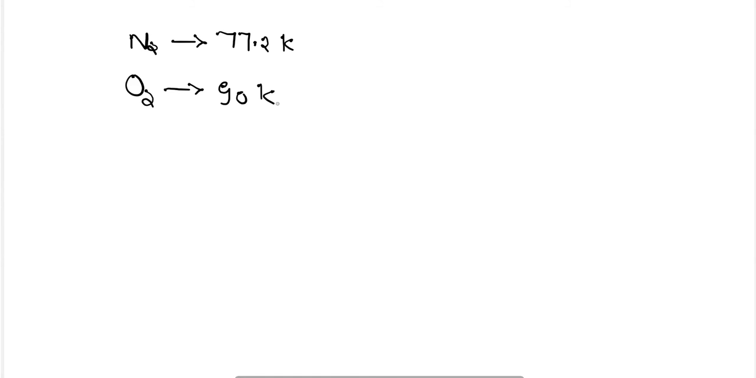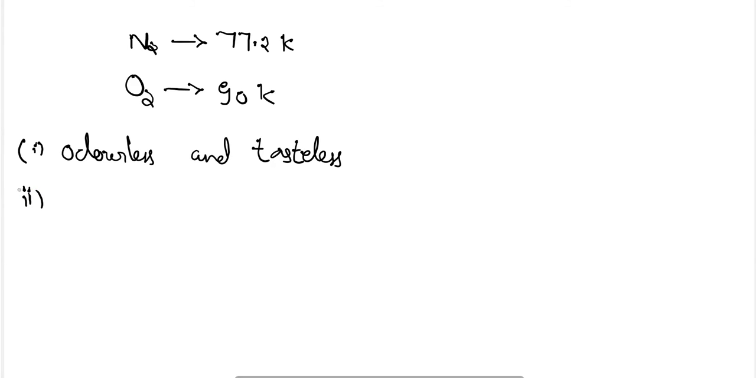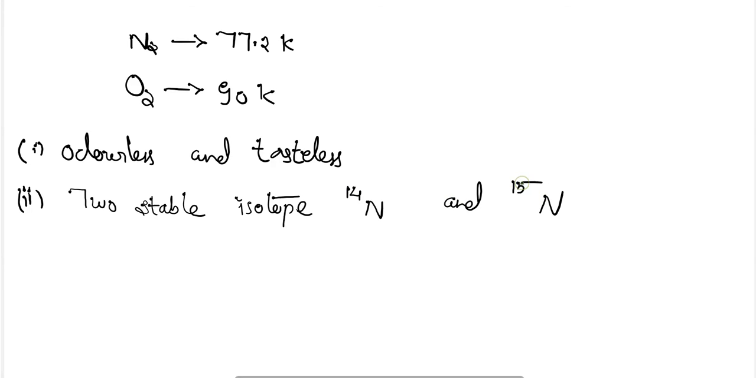Physical properties of dinitrogen: it is an odorless and tasteless gas. It has two stable isotopes, that is nitrogen-14 and nitrogen-15. These are the two isotopes of nitrogen.